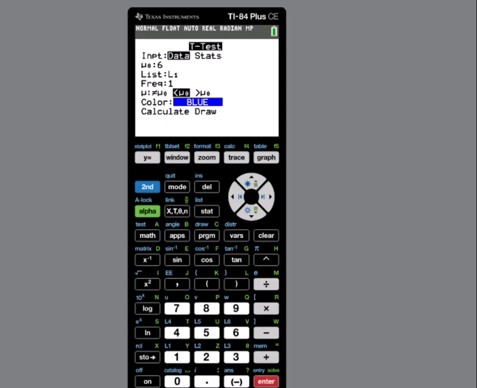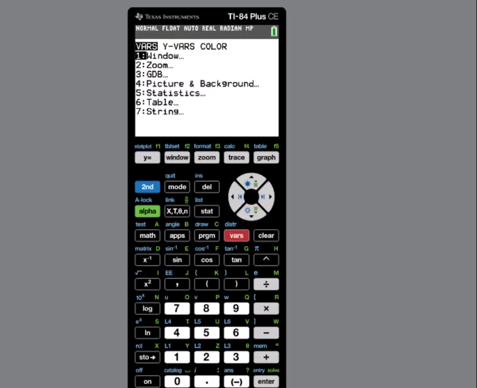So press enter. Now I don't have a summary, I have data, so I just press data. What am I testing against? It's 10, so just enter the value 10. I put my data in L1. The frequency, never change it. And what is the alternative sign? Not equal, correct? Because you're testing that the mean is not equal to 10. And then you can hit calculate or draw. It's up to you.